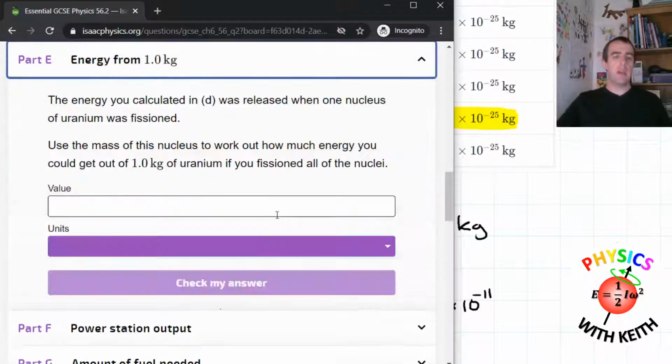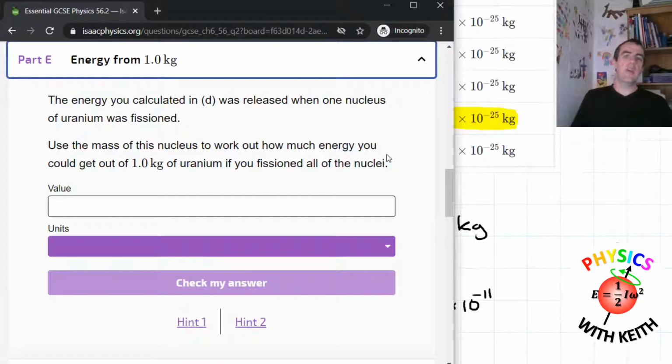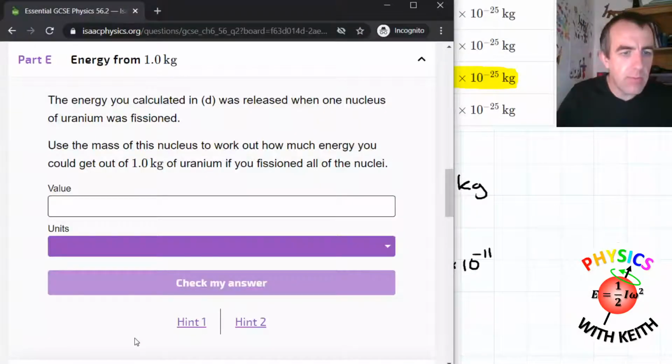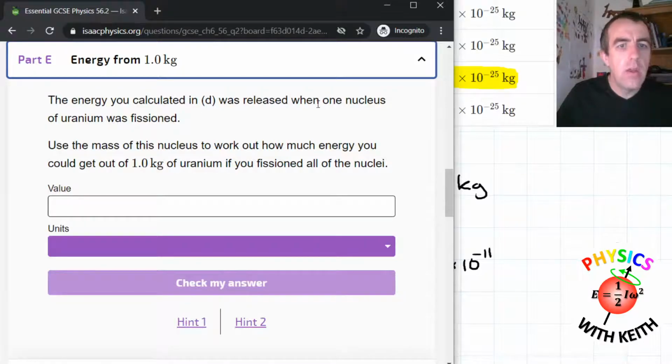Energy from 1 kilogram. So energy you calculated, and that was released when 1 nucleus was fissioned. Fine. Use the mass of this nucleus to work out how much energy you would get if a kilogram of uranium was all fissioned. So in other words, we've got to multiply up this amount of energy. But how much do we have to multiply it up by? Well, each uranium-235 atom, and we are just talking about uranium-235 in this question, aren't we? If you fissioned all of the nuclei.